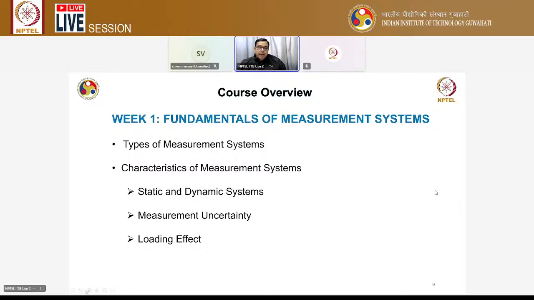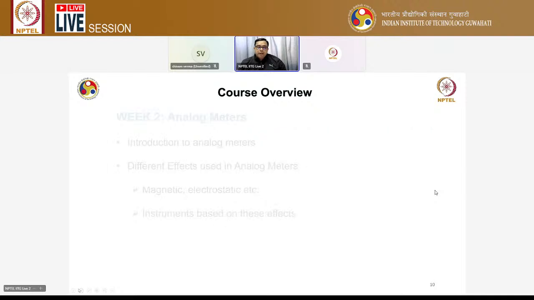So in this, I hope that till now you have already covered this. Here I have talked about different types of measurement systems, then characteristics of measurement systems, and mostly the characteristics we have seen from the perspective of static characteristics and dynamic characteristics. We have also seen measurement uncertainty, loading effect, and so on.